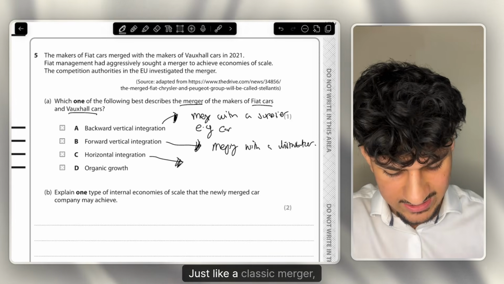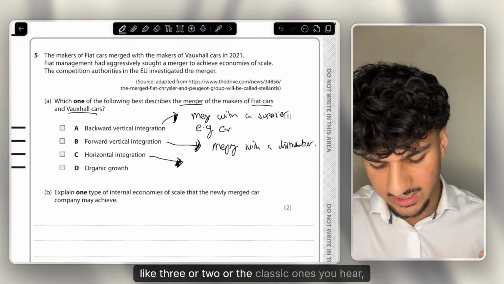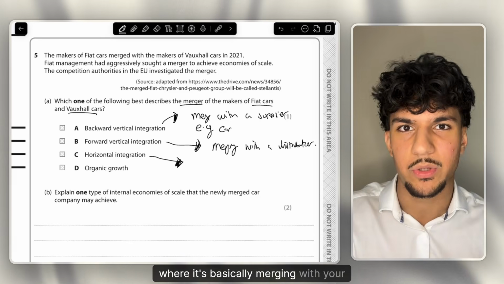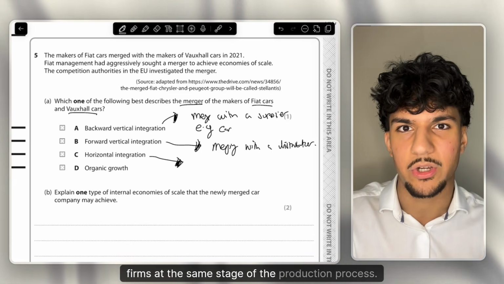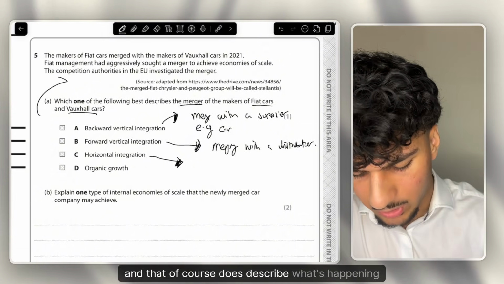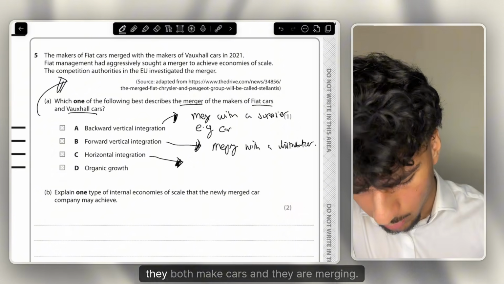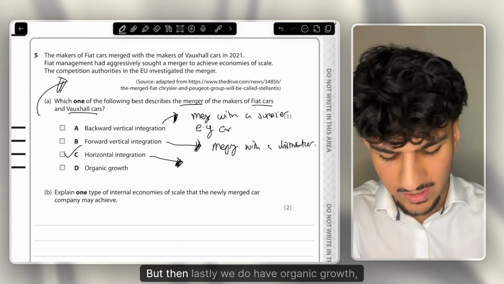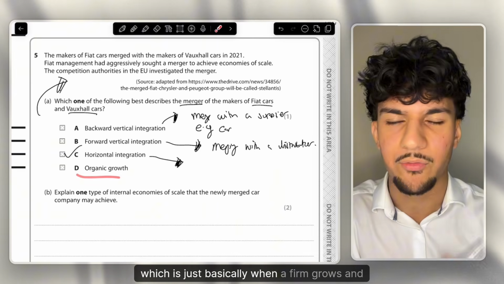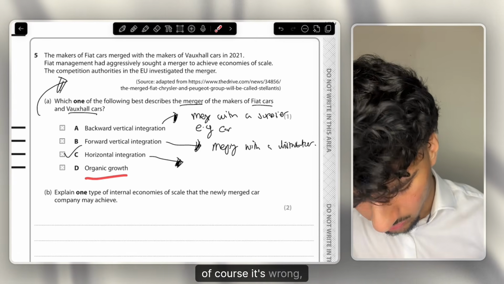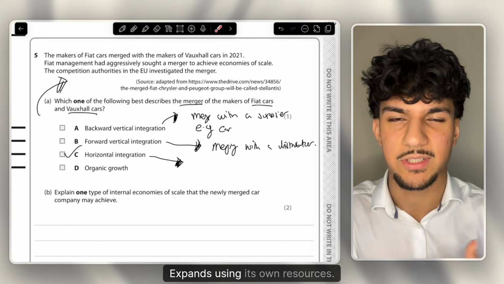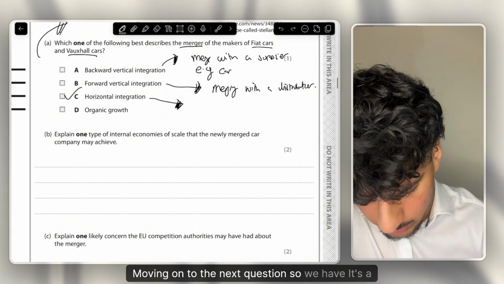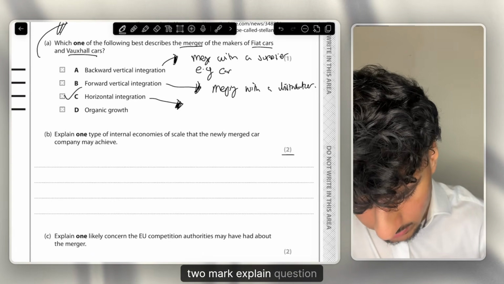Horizontal integration is just like a classic merger, like the classic ones you hear about, where it's basically merging with your competition, merging with firms at the same stage of the production process. And that, of course, does describe what's happening here. Fiat and Vauxhall, they both make cars, and they are merging. But then lastly, we do have organic growth, which is basically when a firm grows and expands internally using its own resources, so it's wrong.